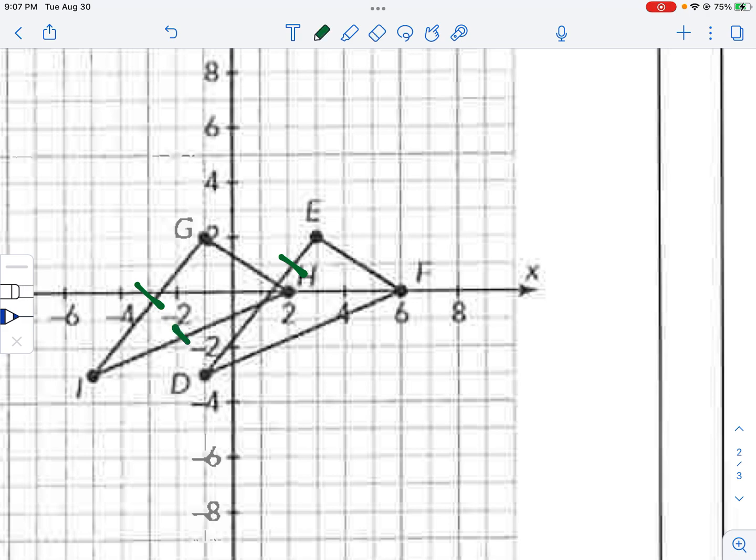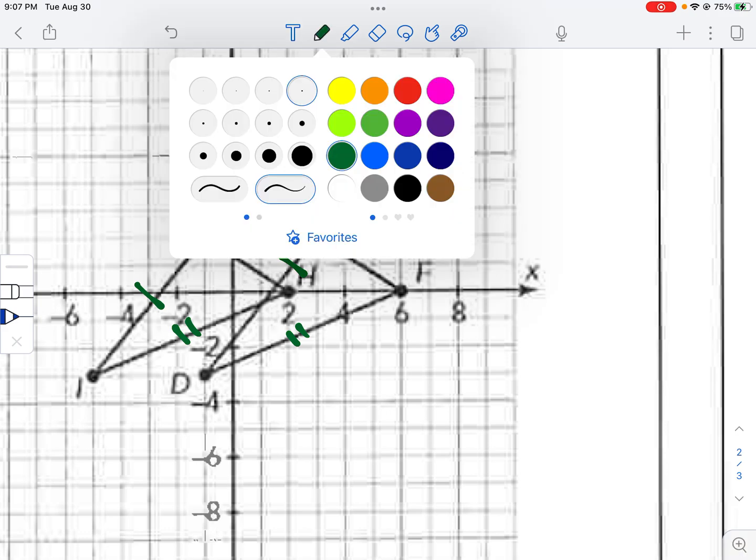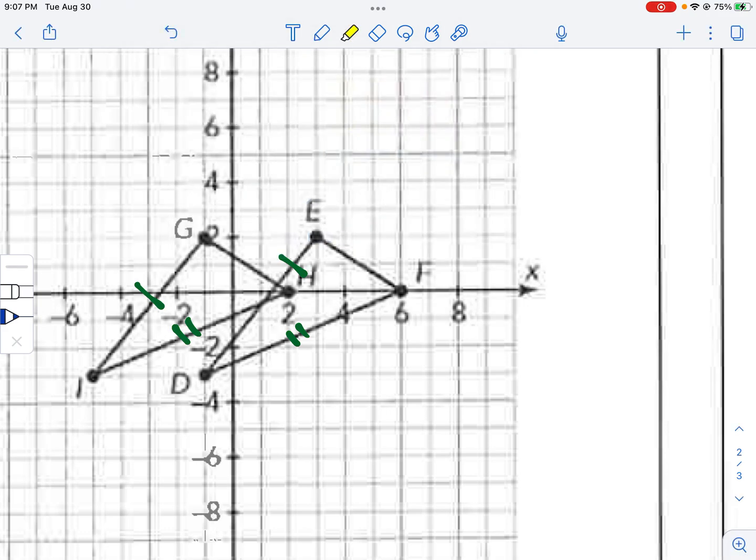Now, these two sides are the same. So let's check out this other side. I guess I could be using this. So if I was to go here, here, here, here. Over here I went 1, 2, 3. Over here I went 1, 2, 3. Then I go down 1, 2, and we'll go down 1, 2. So yes, these are congruent to each other. So these sides are congruent.